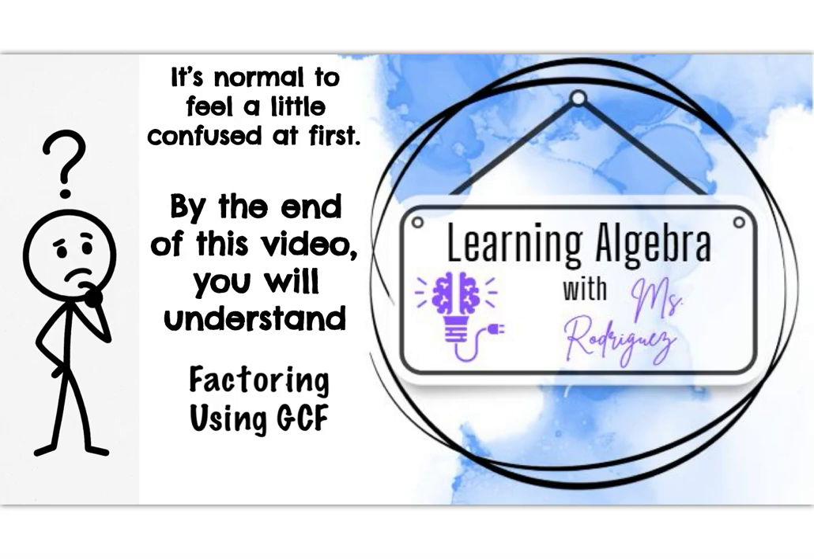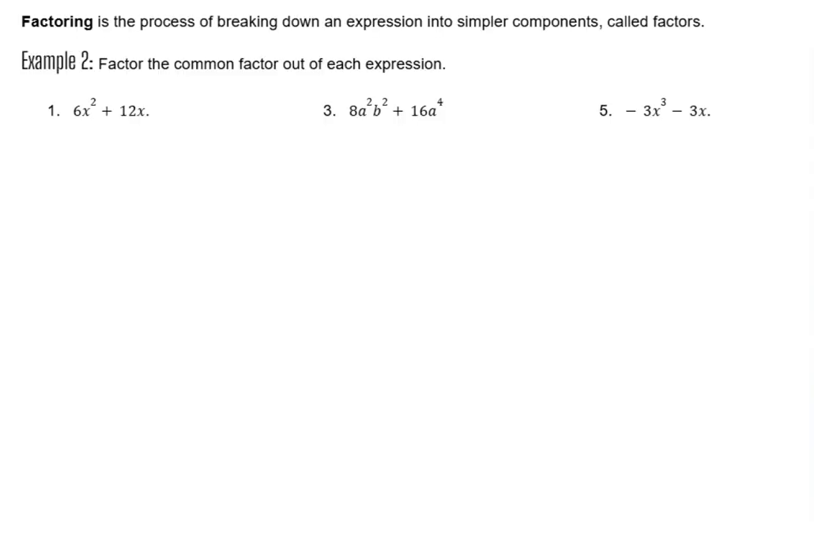By the end of this video, you will understand factoring using GCF. So first we want to make sure we identify what the GCFs are. Remember, this is the greatest common factor. So we want to be able to identify the GCF and then factor out what is missing. So I have three examples.